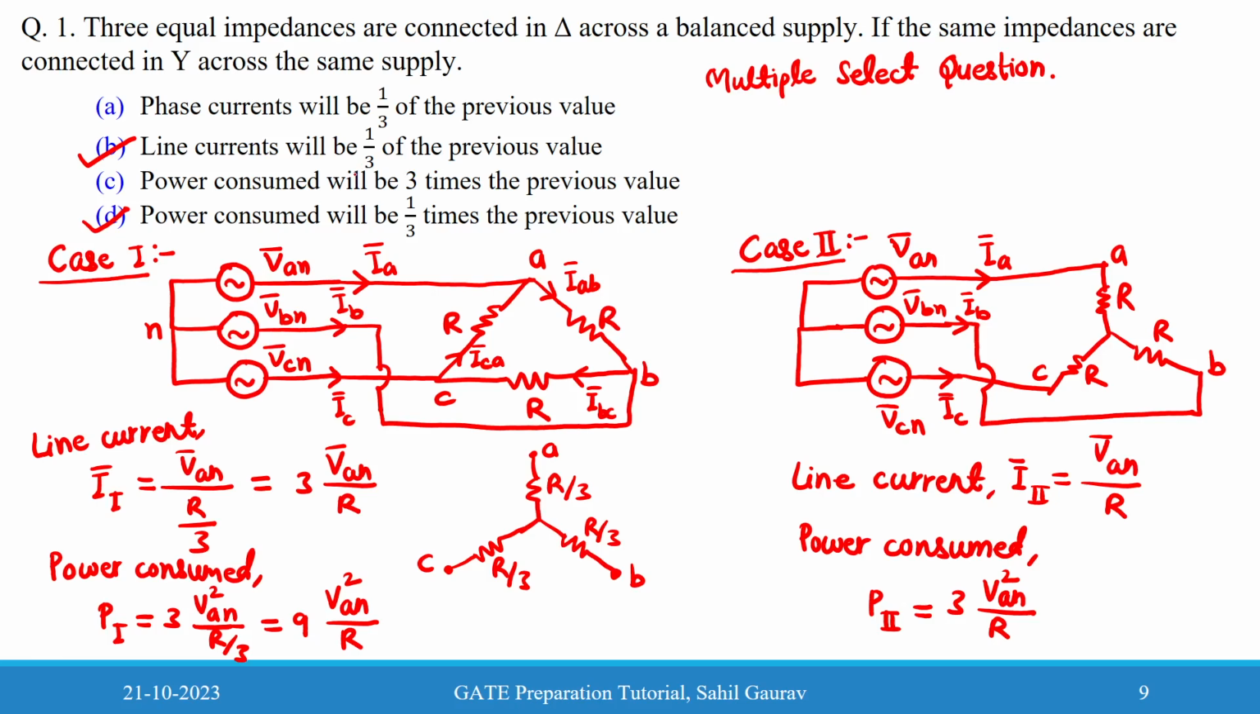And for phase currents, how can you find? In this second case, we can see that line current is equal to phase current, so it will be the same. And in the first case, phase current will be 1 by root 3 times the line current, so it is reduced, so that will not be correct. A is also not correct, and C is opposite to the power consumption, so both A and C are incorrect. Correct options are B and D.